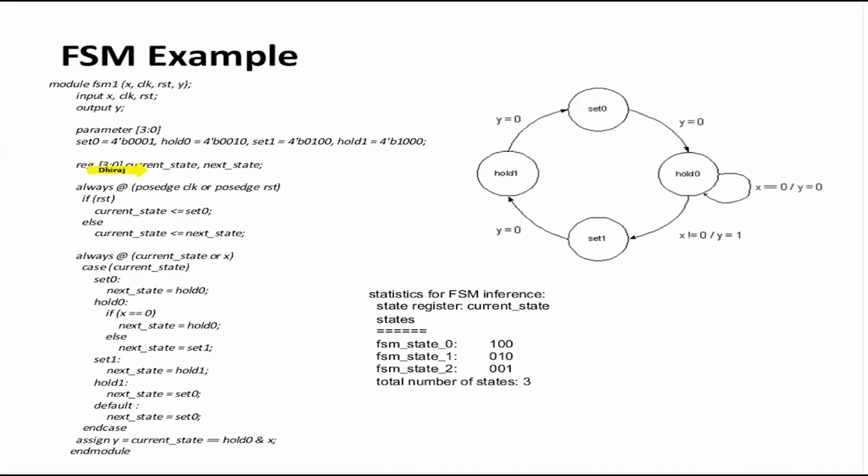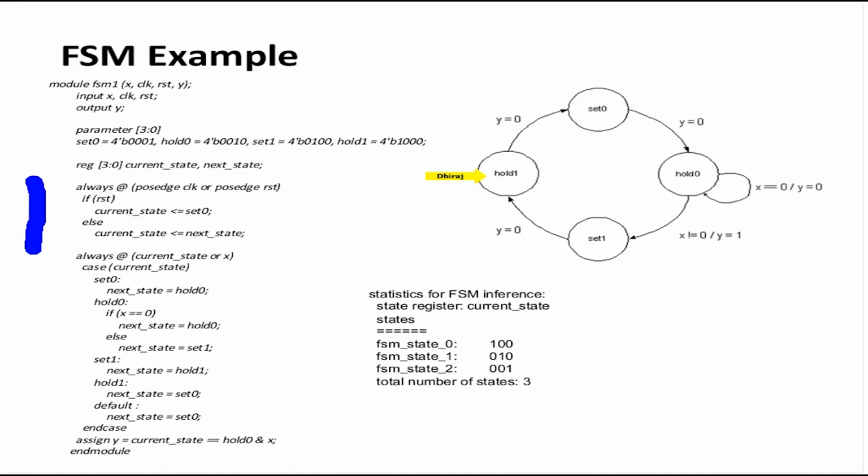Current state is nothing but the state register. The first always block is the sequential block. This is the sequential block, which tells DC that this part here is the state register. Very simple way. This is a synchronous reset, this is an asynchronous reset. Current state gets next state if it's not reset.